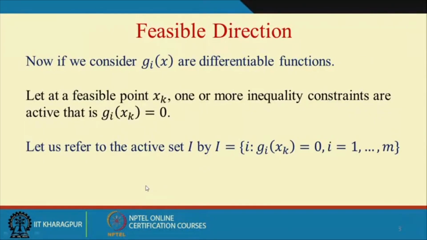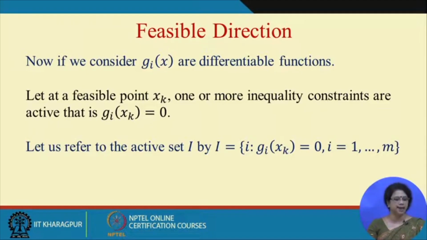Now, if I just say that Gi(x) is the constraint, a differentiable function, then at the feasible point one or more inequality constraints, if xk is the optimal solution, then one or more inequalities will hold with the equality sign, because these are all the active constraints.